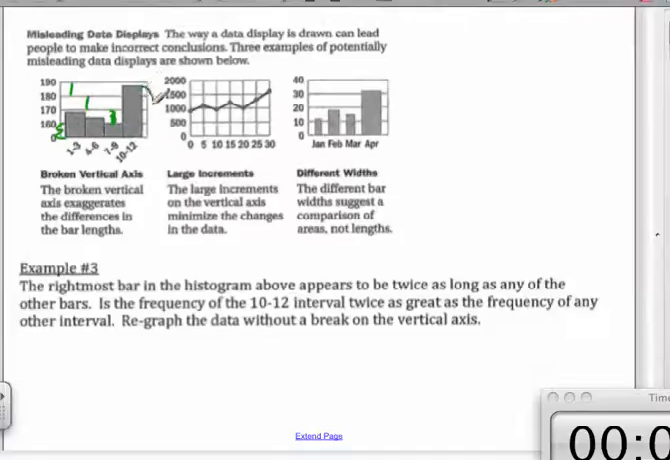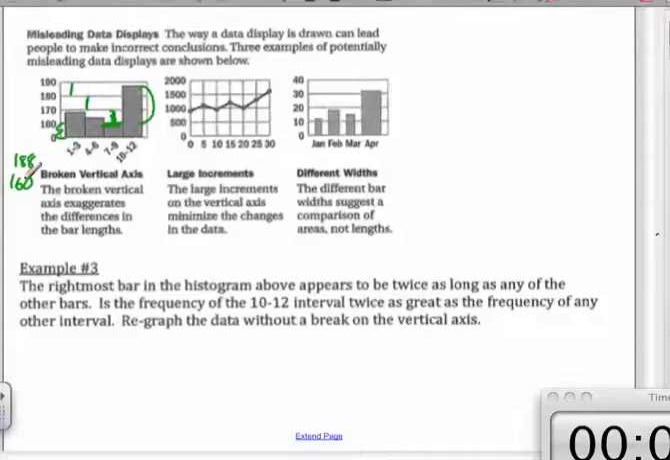Look, it makes this look 3 times or 4 times as big as this one, but is it? No, because it's at 188, and then this one's at 160. It's not 3 times as big. Do you see how it's misleading? Or it can be misleading. All right. Let's look at this one.